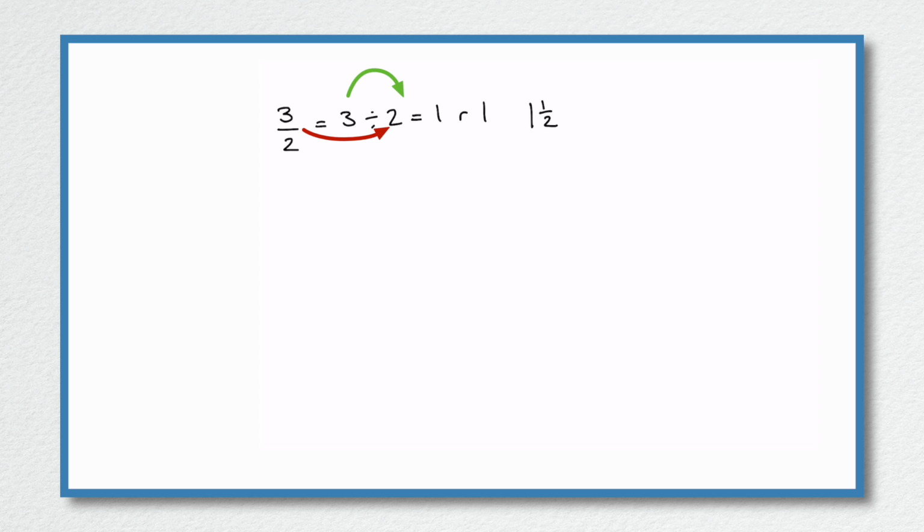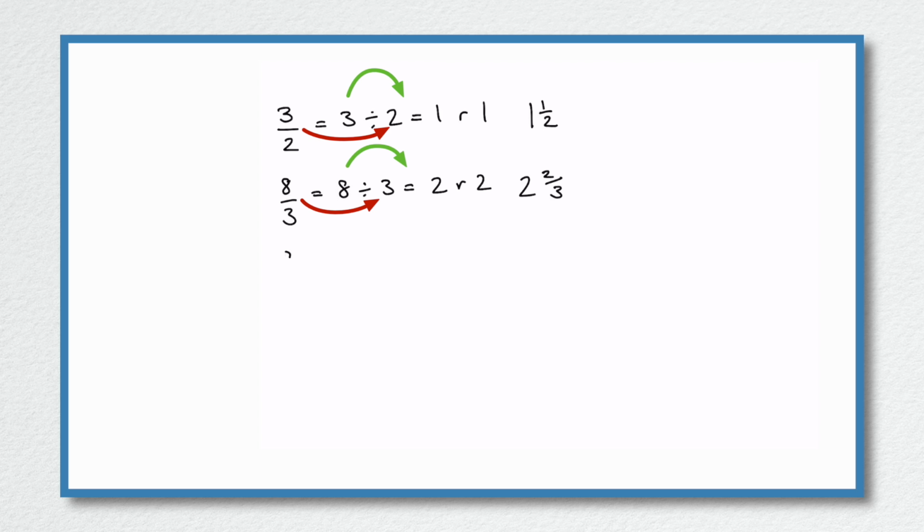If we look at 8 over 3, again, 8 is not exactly divisible by 3. So 8 divided by 3 is equal to 2 with a remainder of 2. Now we know the answer is 2 and 2 thirds. Well, this 2 here represents the 2 whole ones, and this 2 here represents the remainder.